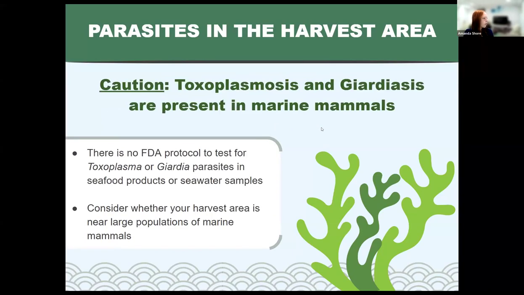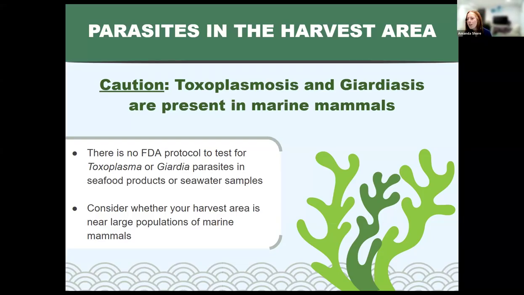I do want to put a caveat out there, though, that two of the more common waterborne parasites that are present in the United States, toxoplasmosis and giardiasis, these are two protist parasites that are present in marine mammals. And so while we don't have any specific outbreaks linked to these two parasites and seaweed products, it's something to maybe consider for the future, since both of these parasites can survive in the seawater for a certain amount of time, and marine mammals can harbor and shed these parasites into the water column and thus potentially contaminate fresh seaweed before it's harvested.